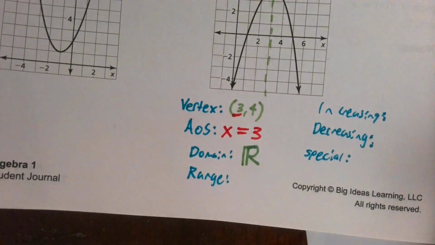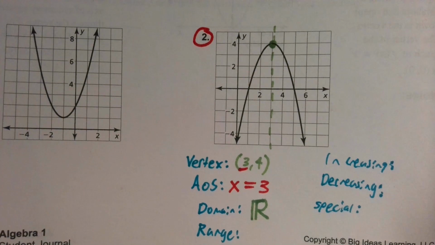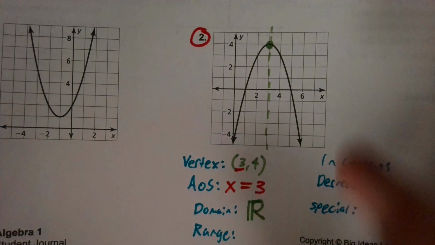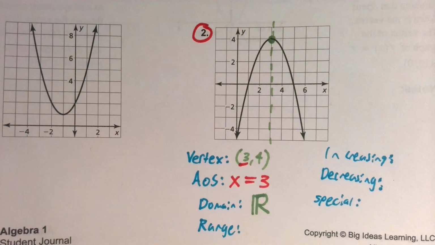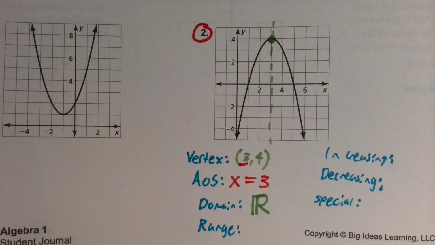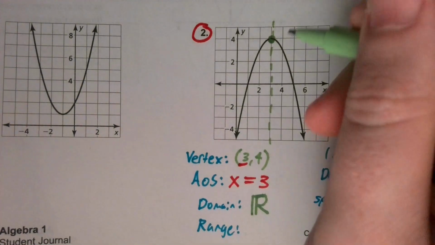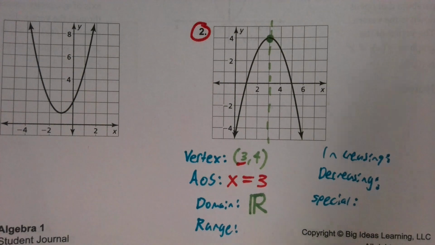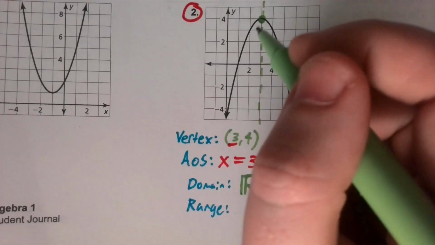The range, on the other hand, is different. The range asks how high up or low down can our graph go. Well, it goes down and down and down, so it's going to go down forever. But does it go up forever? No, it reaches a maximum. That's another clue about what might be on the test. It reaches a maximum. Where is that maximum? Well, it's when y is at 4.